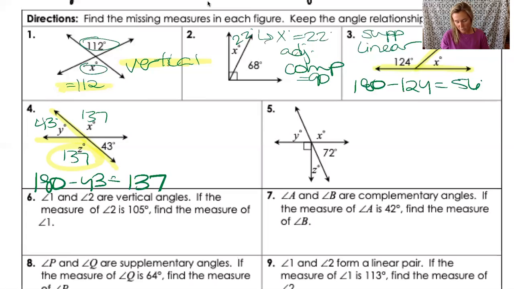We could have used the vertical angles right here, or again, you could have used this set of angles and said 180 minus 43 gives me this. Either option is perfect. So question number 5 adds a whole other element, and then we're gonna slow it back down. Question number 5, let's start with y. I think that's the easiest starting place for us.